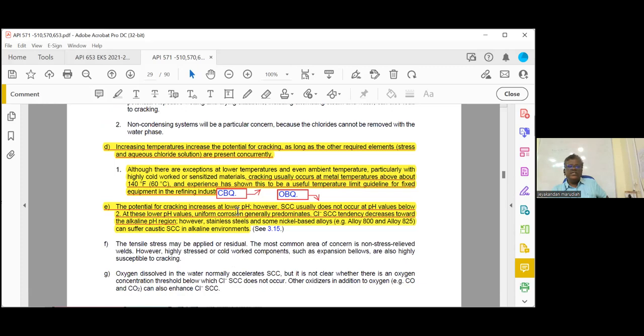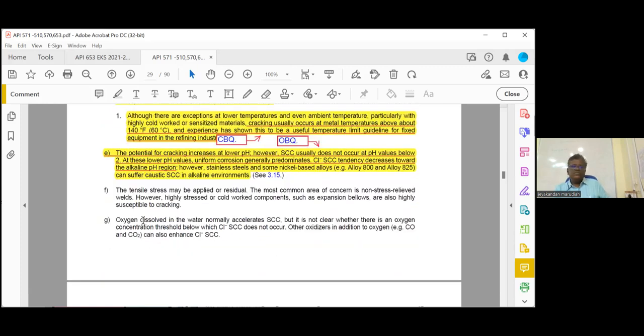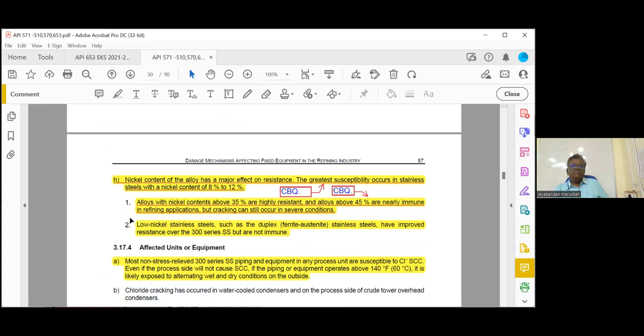The potential for cracking increases at lower pH. However, SCC usually does not occur below 2. So only at pH below 2 it will not occur. Above 2 to 7 only it will occur. Then these three are important.